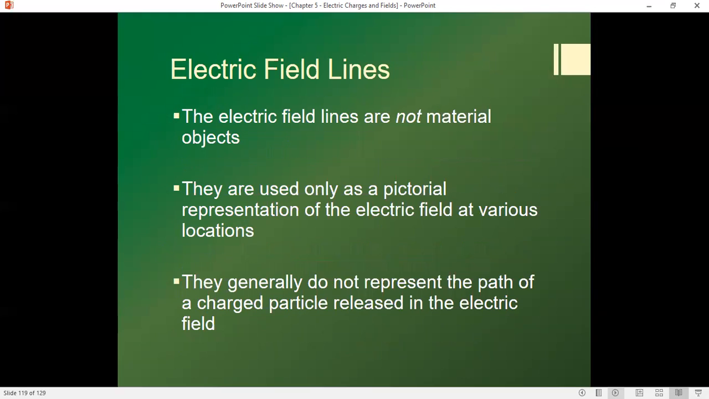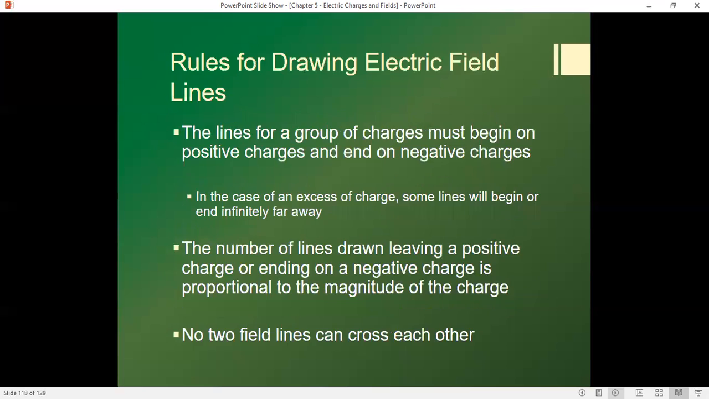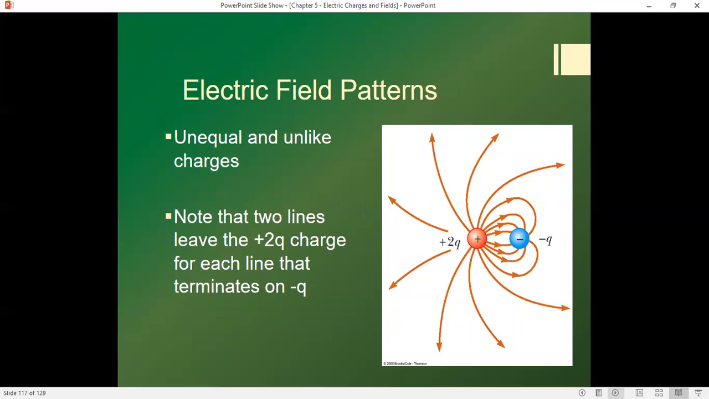Again, the electric field lines are not material objects. They're just pictorial representations of a vector field at various locations. But if we're looking at all the region around a vector diagram like this, there actually exists an electric field at all different locations, and they can be represented by individual vectors. We just use a limited number of vectors to represent them because it would be unwieldy to represent every single point.